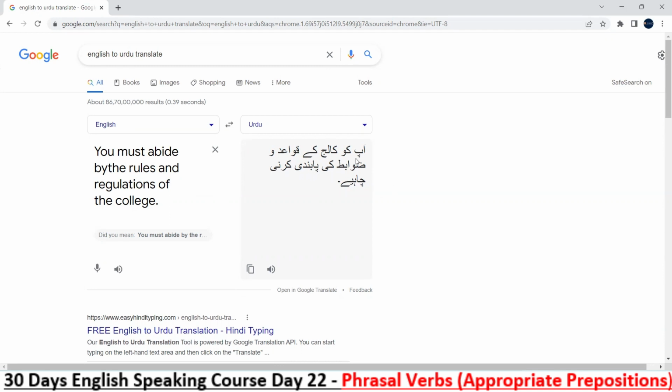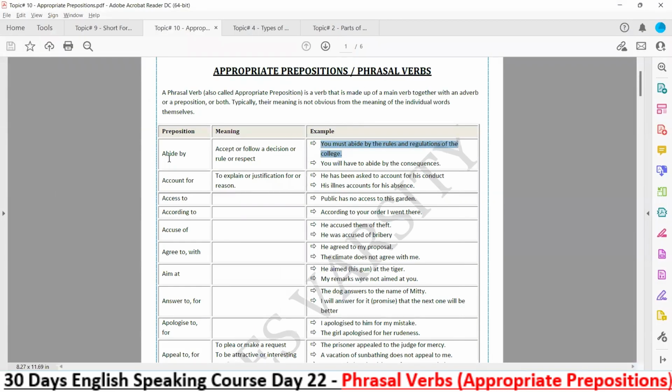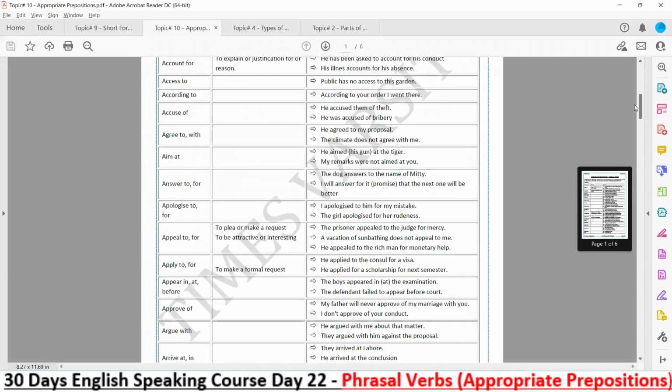Meaning is same, right? But instead of the word follow, we can use abide by. So if we use such prepositions, sentences will give some really good impression. Okay, let me check some other sentences.